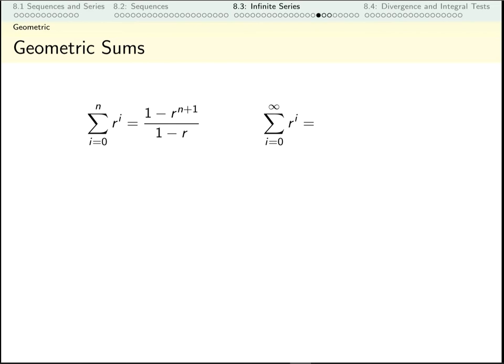Now that we have a more rigorous definition of an infinite series, let's revisit these geometric sums that we saw at the beginning of chapter 8.3. These terms, r to the 0, r to the 1, r squared, form a geometric sequence. So this one on the right is a geometric series.